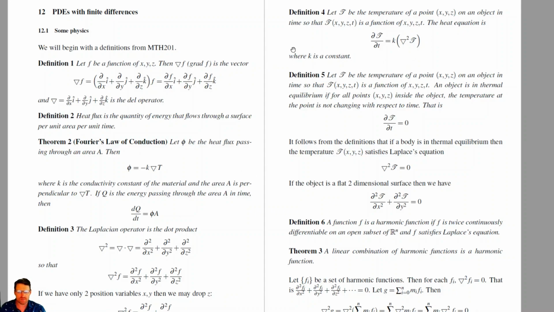Now that constant depends on the material. For example, my mother told me that I should be cooking with an iron pan because it has a very good retention of heat, and so that has a different number k.